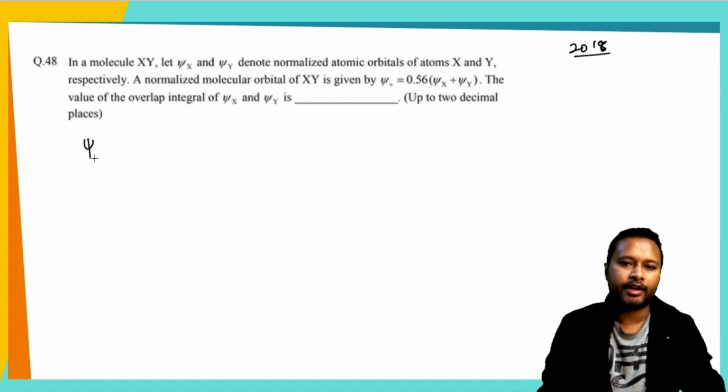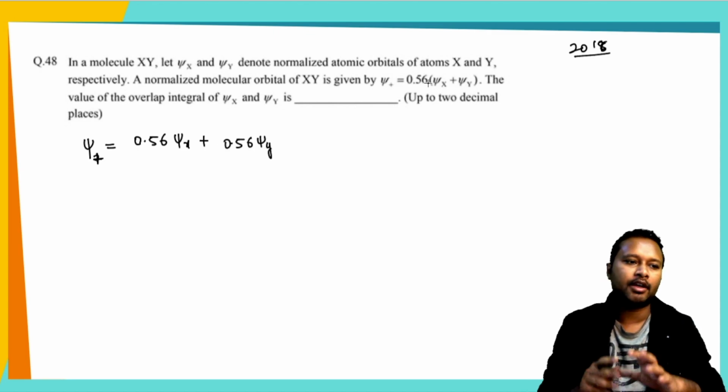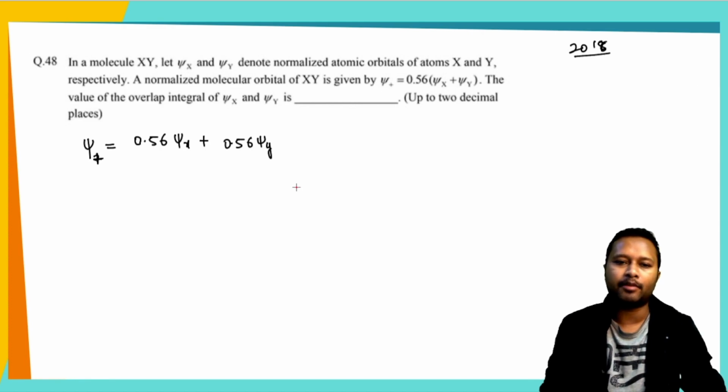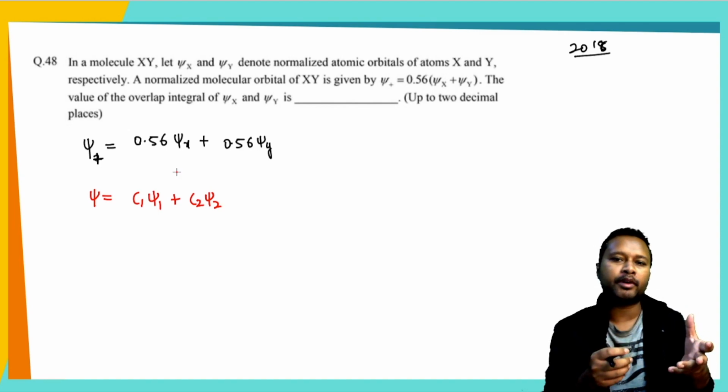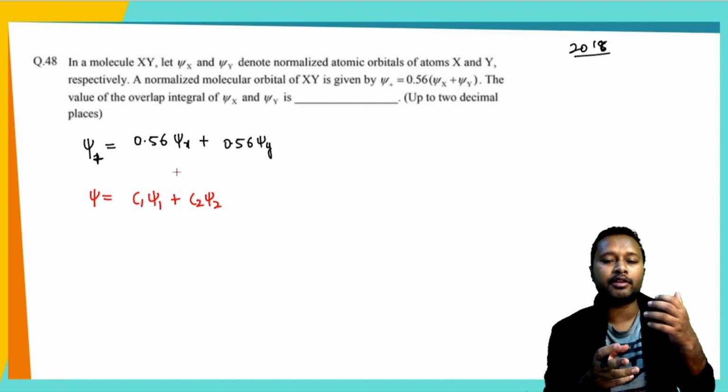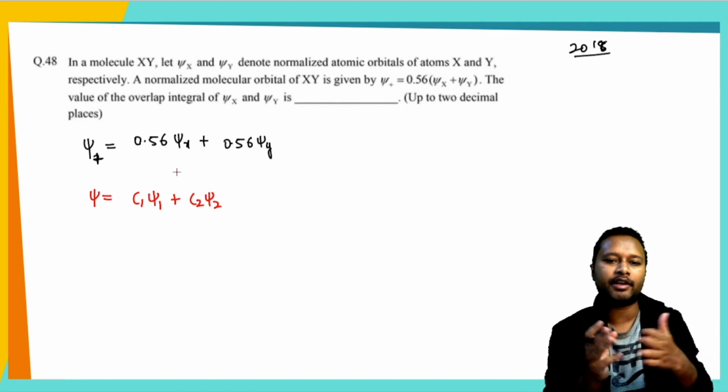So simply you can write down your psi plus as equal to 0.56 psi x plus 0.56 psi y. What I have done is I have just multiplied it and opened the bracket. Now simply if you compare it with a wave function psi equals c1 phi 1 plus c2 phi 2, this is the standard form of a molecular orbital wave function, which is found by the linear combination of two atomic orbitals or two atomic wave functions, which are psi 1 and psi 2.